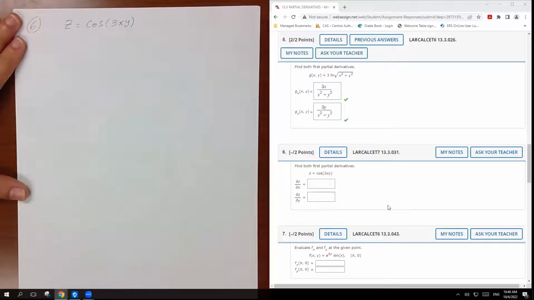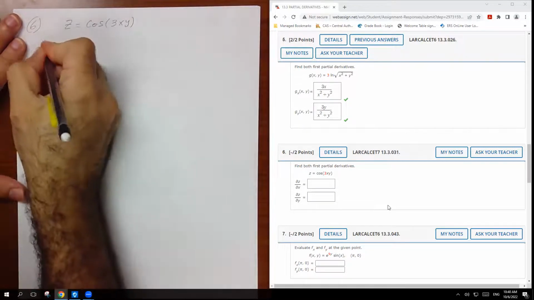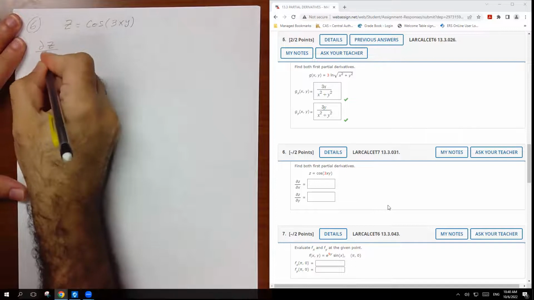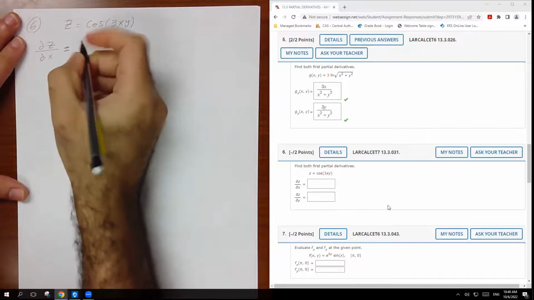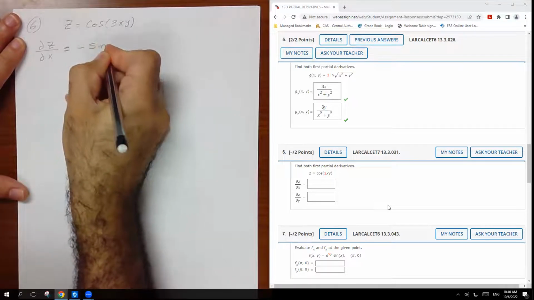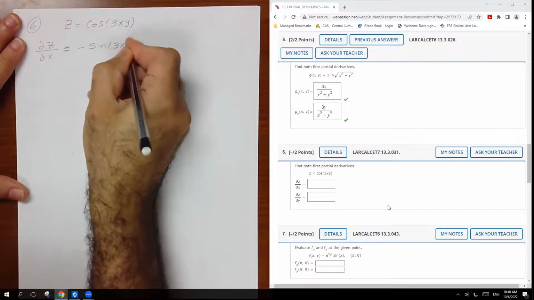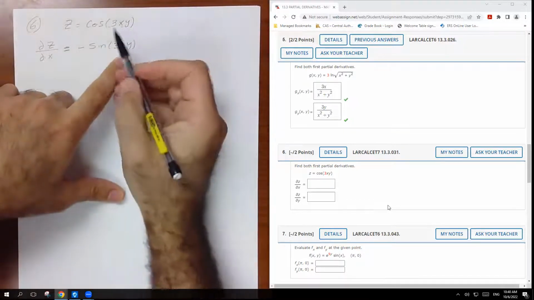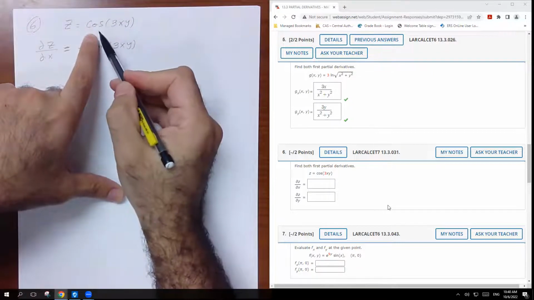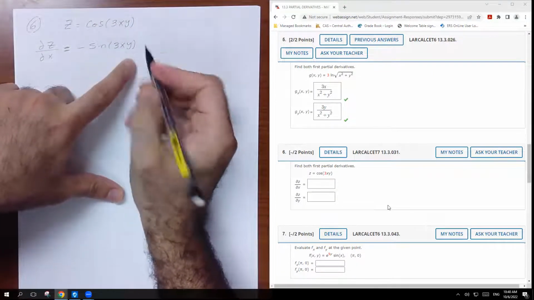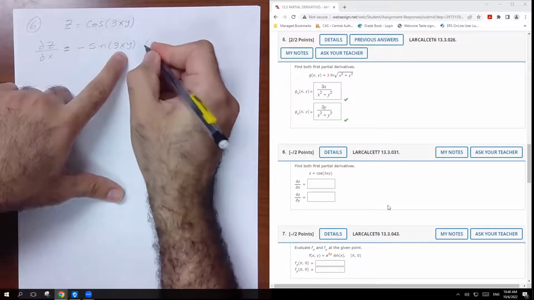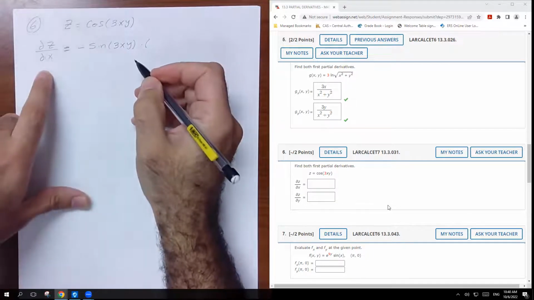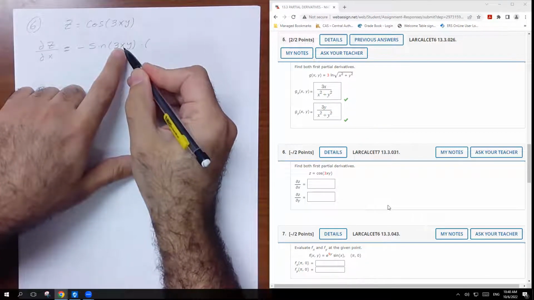Now we have z equals cosine 3xy. Let's find the partial derivative of z with respect to x. The derivative of cosine is negative sine 3xy. If you remember, you take the derivative of the cosine, then times the derivative of everything inside, with respect to x.